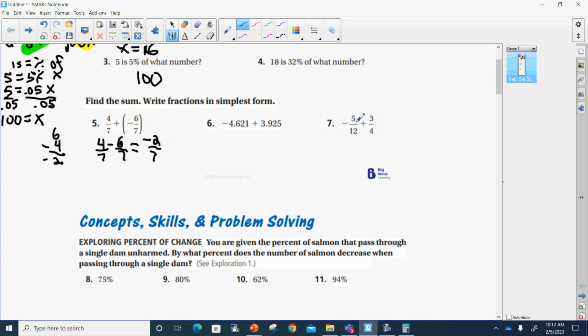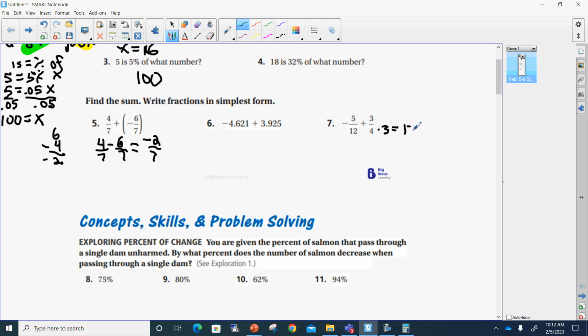Now I'm going to go to number 7. I see that my denominators are different this time. It's going to require me to go ahead and find a common denominator. I know I can multiply 4 times 3, and it will get me 12.